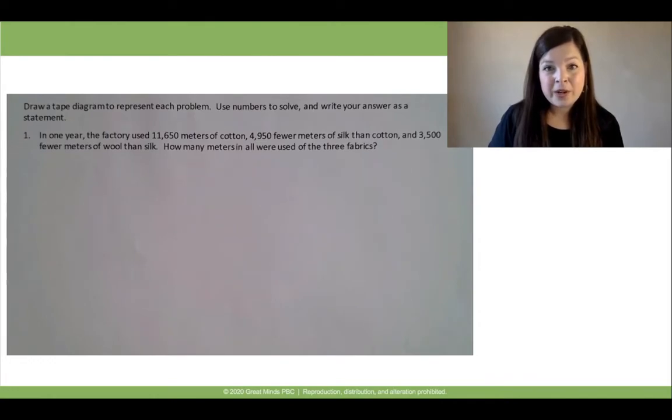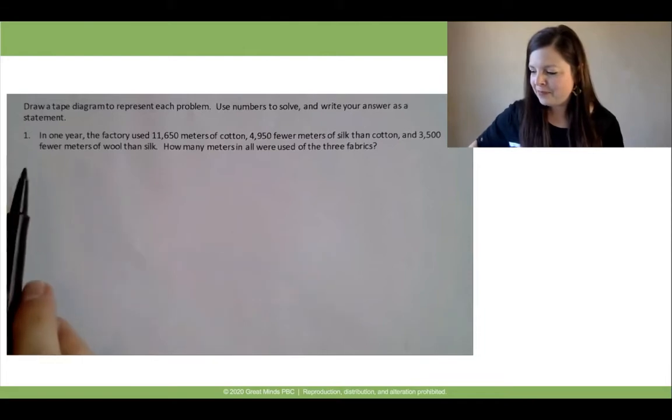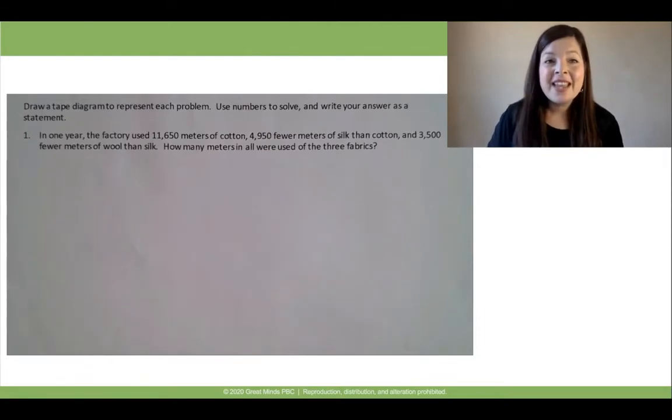Let's start with problem 1, and we'll read the whole problem together. Remember, while we're reading, to be picturing in your mind what's happening in the story. Ready? Read. In 1 year, the factory used 11,650 meters of cotton, 4,950 fewer meters of silk than cotton, and 3,500 fewer meters of wool than silk. How many meters in all were used of the three fabrics?